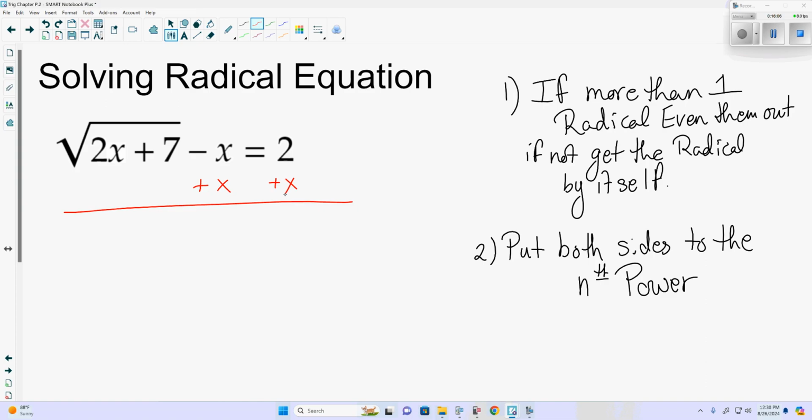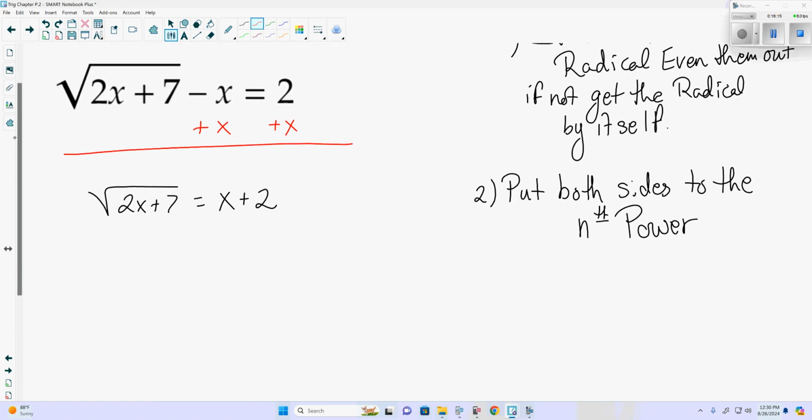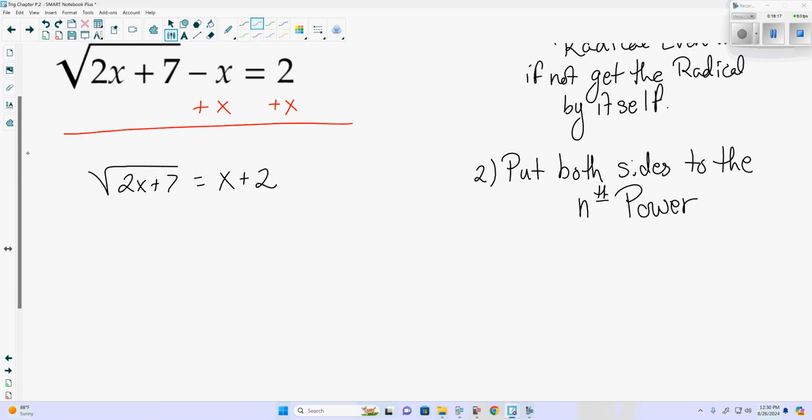So to get the radical completely by itself, first thing we're going to do is add x to both sides. Questions on this here?